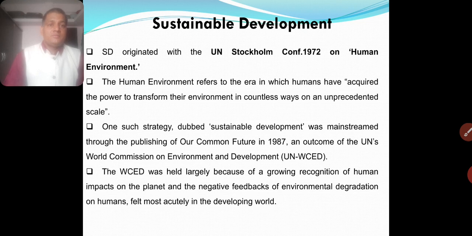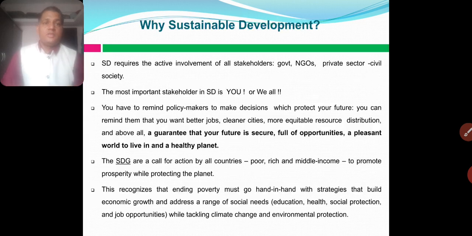One such strategy, dubbed sustainable development, was mainstreamed through the publishing of Our Common Future in 1987, by the very famous UNWCED, the United Nations World Commission on Environment and Development. There also, human and environmental issues were discussed, and they planned for the future. This was because of the growing recognition of human impacts on the planet and the negative feedbacks of environmental degradation on humans, which were felt most acutely in the developing world.